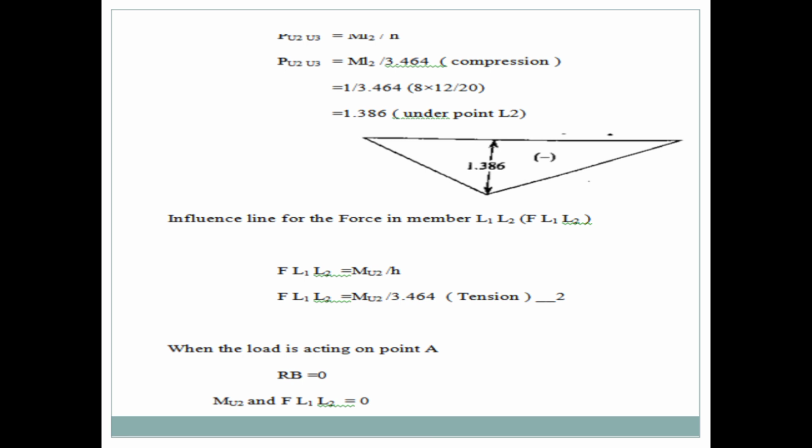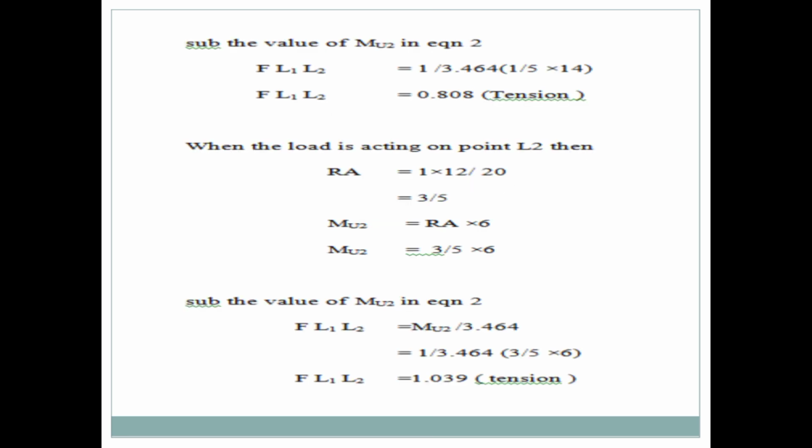When the load is acting on point A, Rb is equal to 0. So M U2 and F L1 L2 is equal to 0. Substitute the value of M U2 in equation 2. F L1 L2 is equal to 1 by 3.464 into 1 divided by 5 into 14. F L1 L2 is equal to 0.808 in tension.